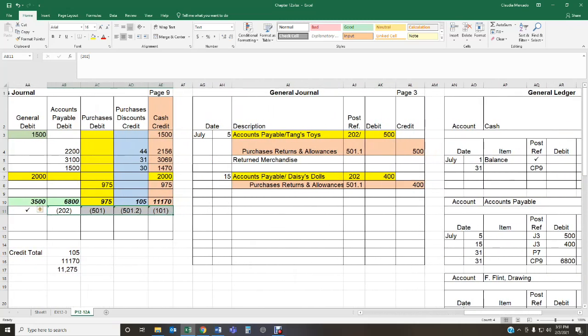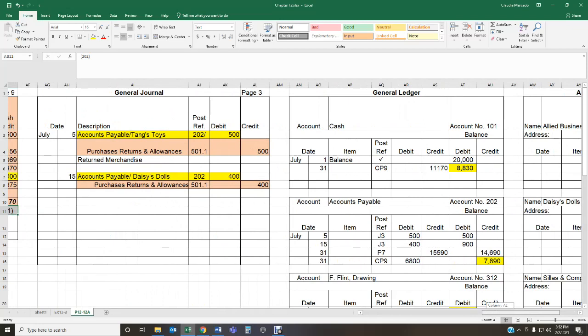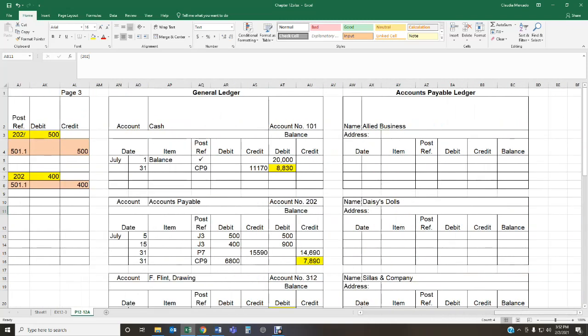And then we've already worked on our general journal. We just copied the post reference. This is your general ledger account numbers, and that lets us know that we've posted the transactions into the general ledger. Okay. So we've done quite a bit. We've done the 3 different journals. We've done the ledgers.